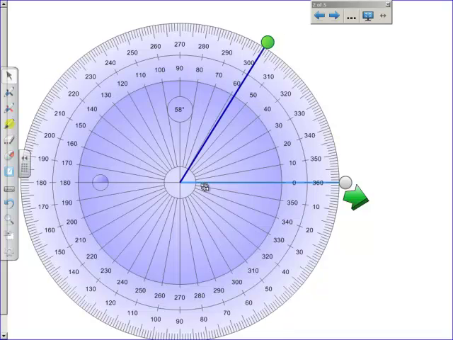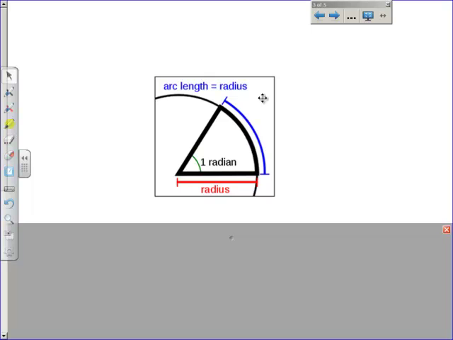It's the angle that you need to rotate on any circle for the arc length to have the same length as the radius. Let's take a look at a picture of it here. This is a picture of 1 radian in any circle. This always works out to be about 57.3 degrees. That's a weird measurement, so we just call that 1 radian.